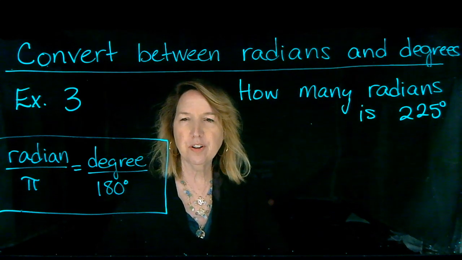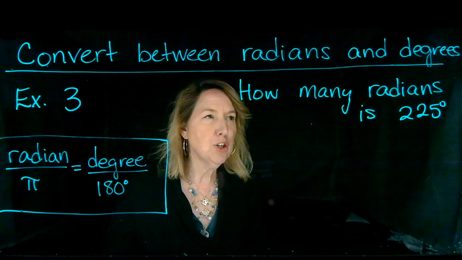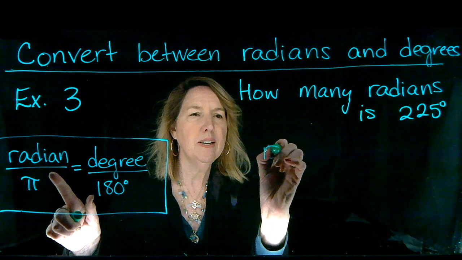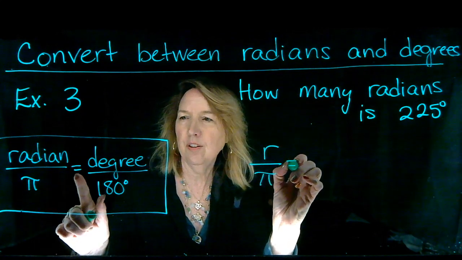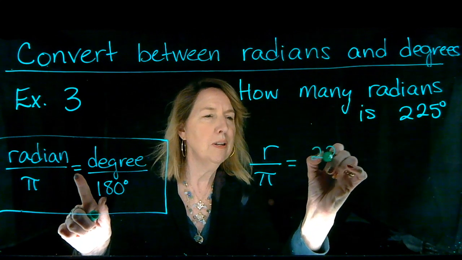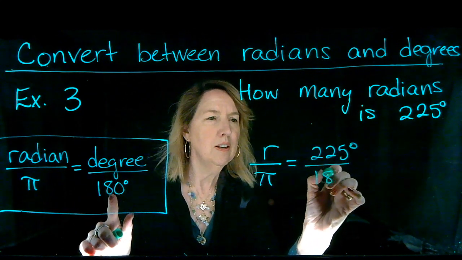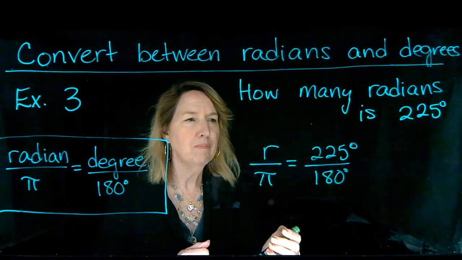This one looks more interesting. Example 3, how many radians is 225 degrees? How many radians? Radians is to pi as 225 degrees is to 180 degrees.